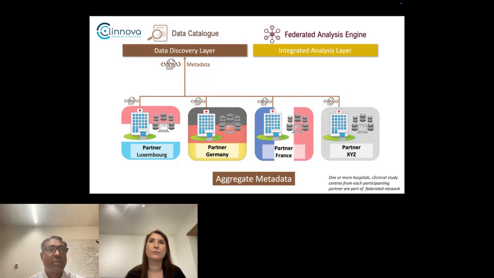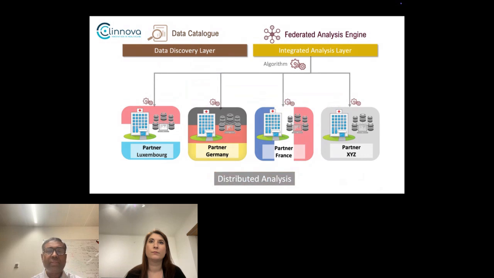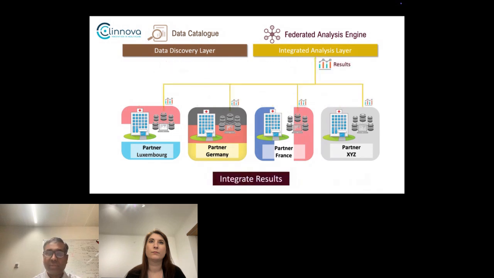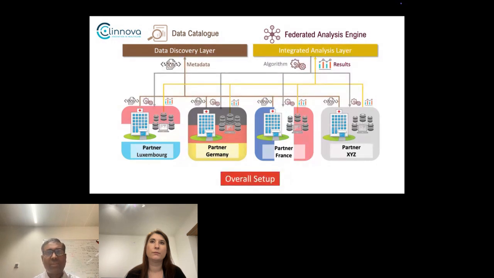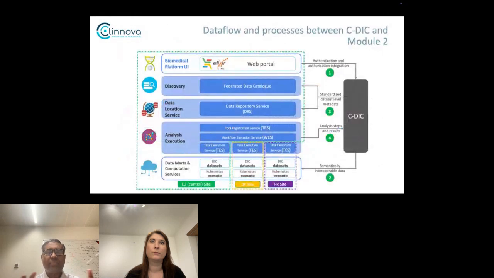This is where the data catalog collects the metadata, indexing into the data catalog, and the other side is the integrated analysis layer, or federated analysis. There we send the algorithms to the different sites and get back the results. The data stays there, the analysis happens at the sites, and they send back aggregated, non-sensitive results. Because of GDPR reasons, we can't access the record-level data at the patient level. So this is the idea, and this is a very high-level architecture.